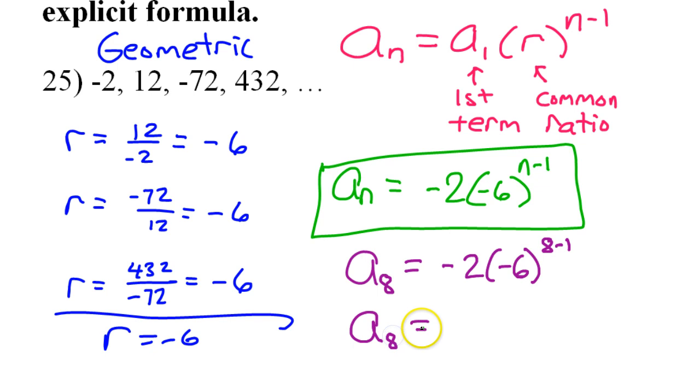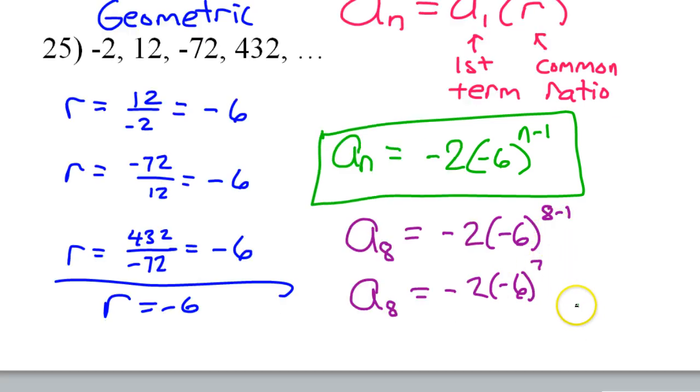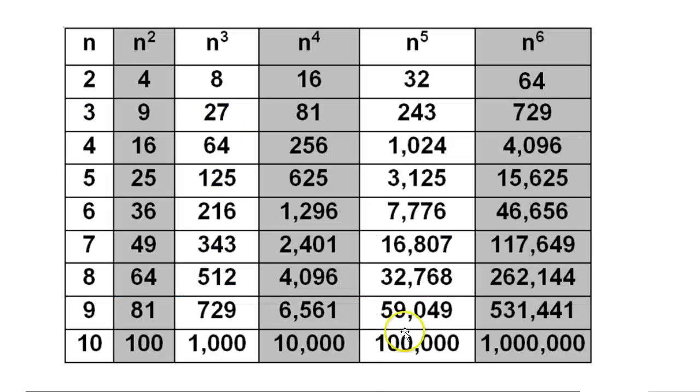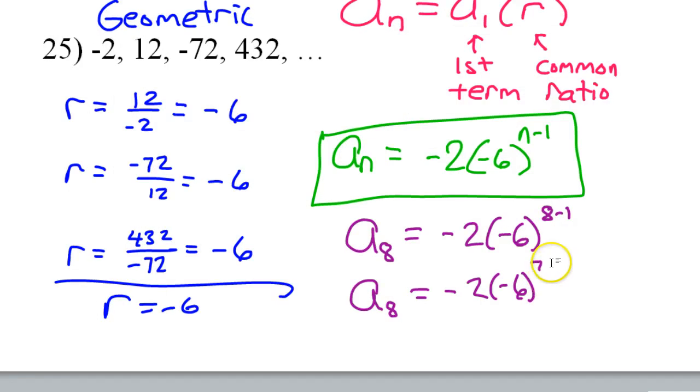Okay, so this is going to be -2 times -6 to the 7th power. All right, so it's just a matter of working out what this is. This is tricky because 6 to the 7th power is off of our chart. This chart only goes up to the 6th power, and some charts only go up to the 5th power. So we need to break this down into smaller pieces.